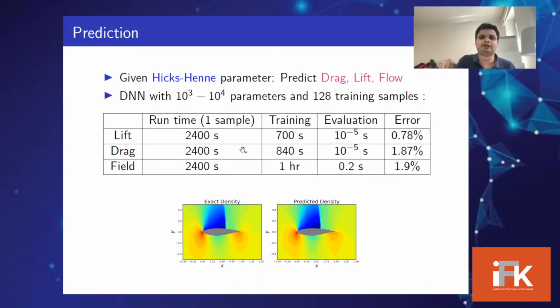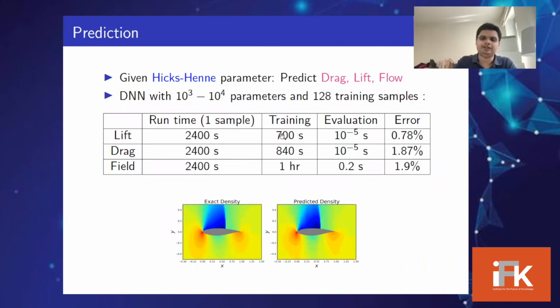These neural networks are rather small. They have about 1,000 to 10,000 parameters, and it's always with 128 training samples. So it's not a lot of samples. Remember, this is the key point here. So just to get the lift and the drag, it takes me about 15 minutes to train. To get the whole solution field, the whole flow field takes about an hour, which is what it is. This is an offline cost.